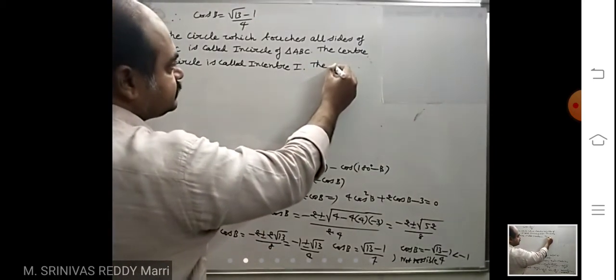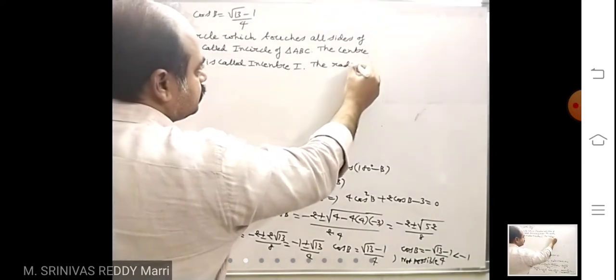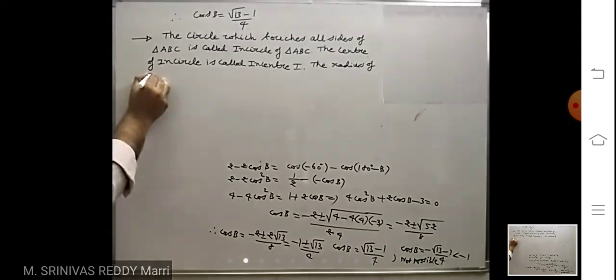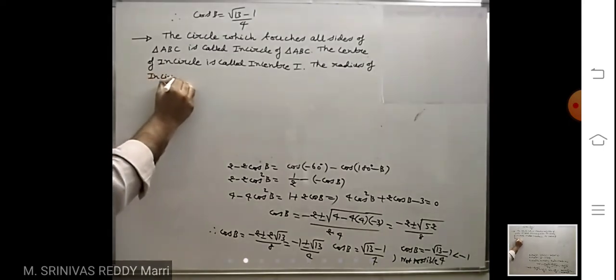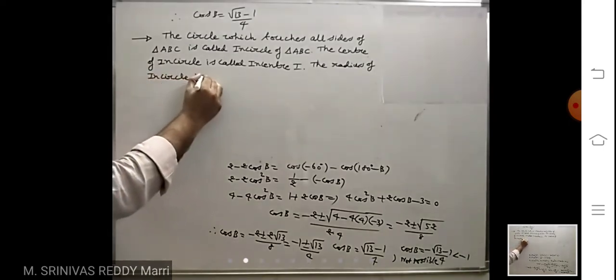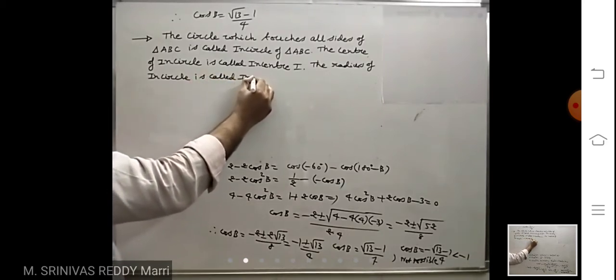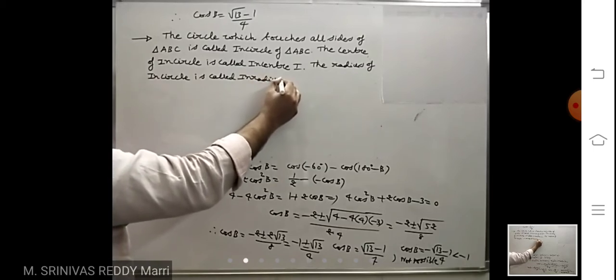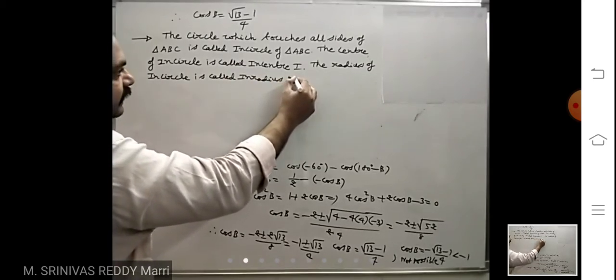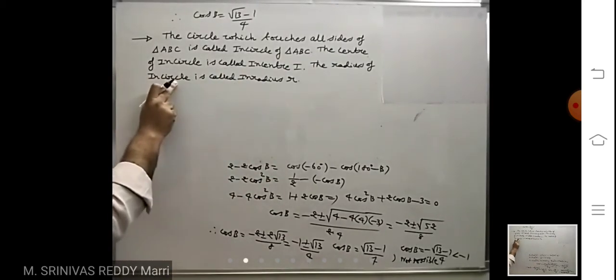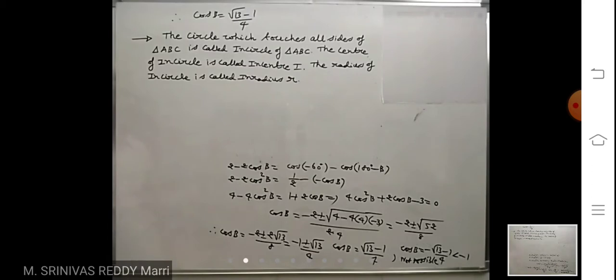The radius of the incircle is called the inradius. The radius of the incircle is called inradius. It is denoted by small r. I will explain after this.